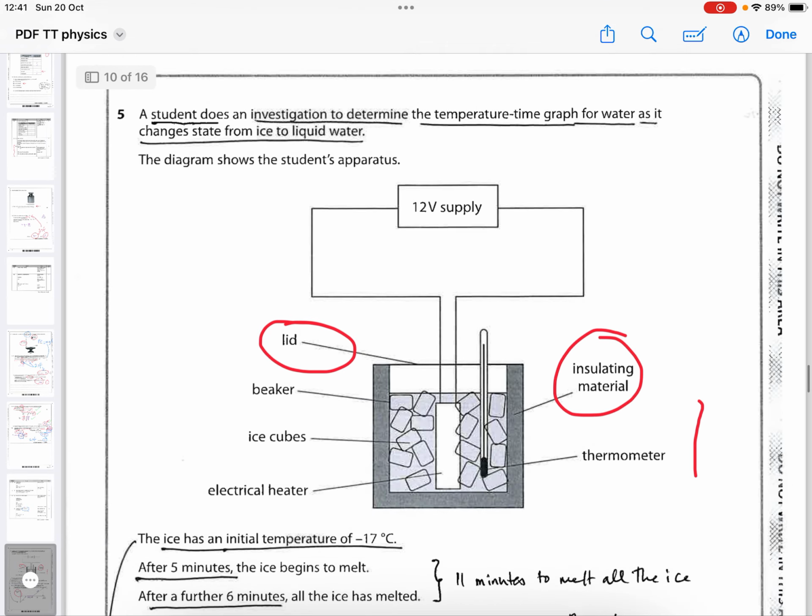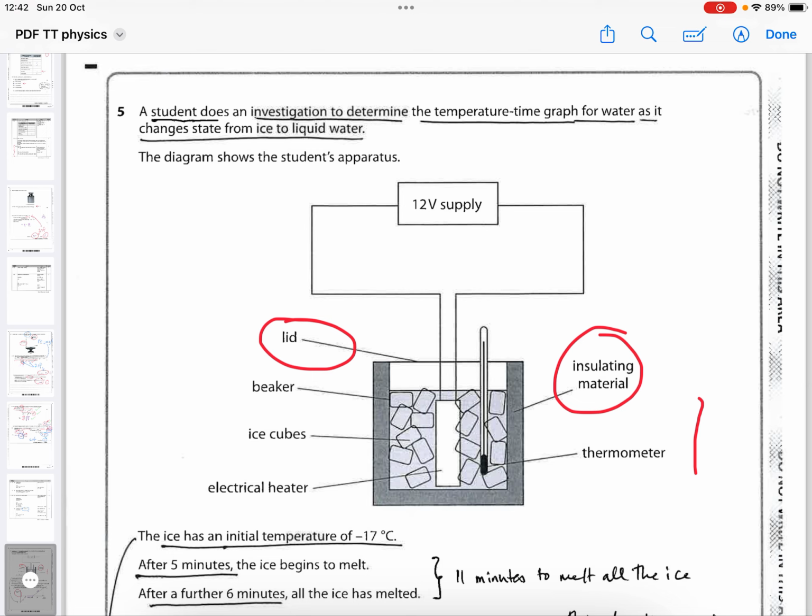The next question is about specific heat capacity and heating ice from minus 17 degrees. So a student does an investigation to determine the temperature time graph for water as it changes state from ice to liquid water. The diagram of the apparatus is shown. You've got a lid on it and insulating material to ensure you don't have thermal energy escaping to the surroundings, and all the energy is going into the ice.